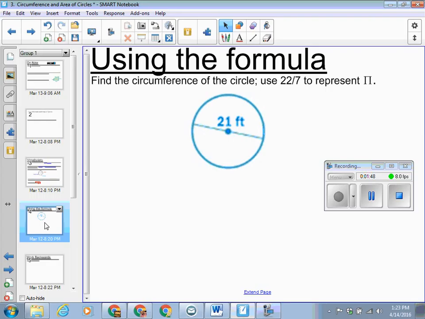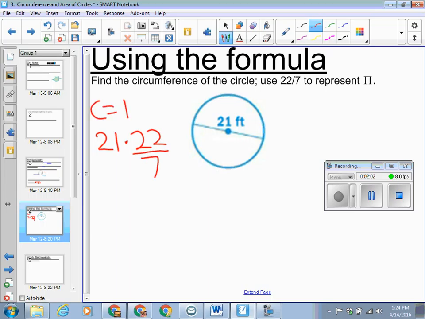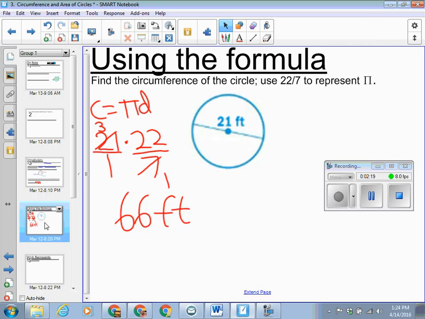Let's try it out. We're going to use 22/7 to find the circumference of this circle. Our diameter is 21. And we're going to use 22/7 for pi, so we're multiplying, because circumference equals pi d. Subbing in numbers, we can factor out a 7 from each part of these fractions. 3 times 22. We get 66. We're dealing with circumference, so just one dimension. 66 feet is your circumference.